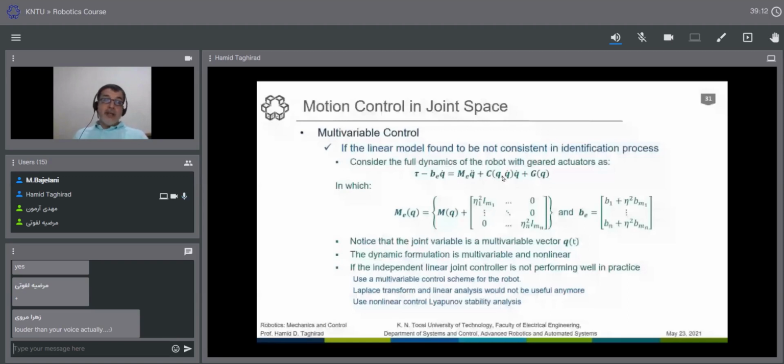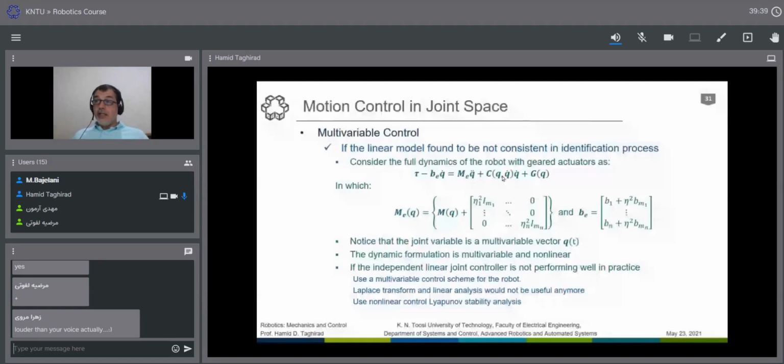And more than that, the C Q Q dot, the Christoffel matrix, was the most difficult part of the dynamic equation that we should get. Unfortunately, you didn't start working on the dynamic assignment. Of course, you know that the dynamic assignment for your case is for the robot that we started from the beginning, so please start working on that, since we don't have that much time left in the course. But here, as you see, we have a nonlinear and multivariable case.